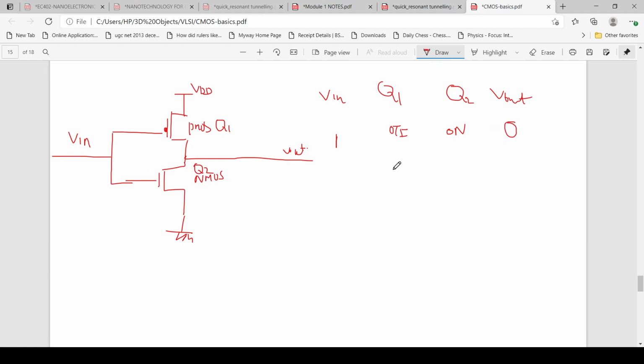When the input is 0, the Q1 circuit will be on and Q2 is off. So if we measure the potential difference across this open circuit, it acts as an open circuit. The output is approximately equal to VDD, which can be called 1. So this is how the CMOS circuit acts as an inverter. Okay, thank you.